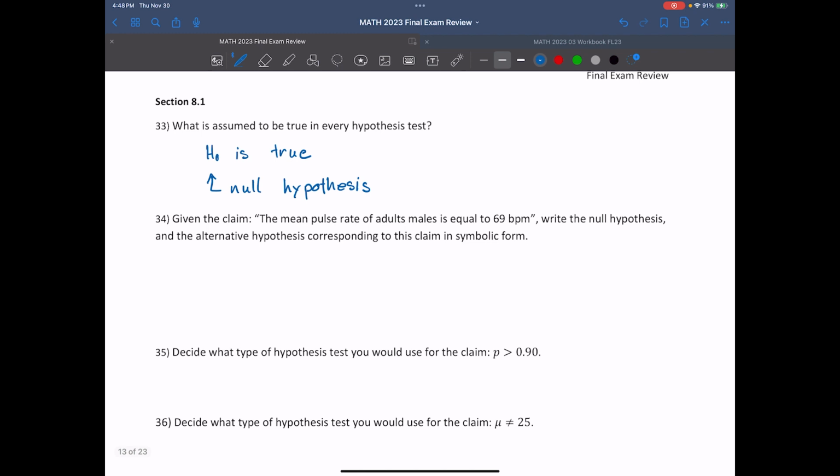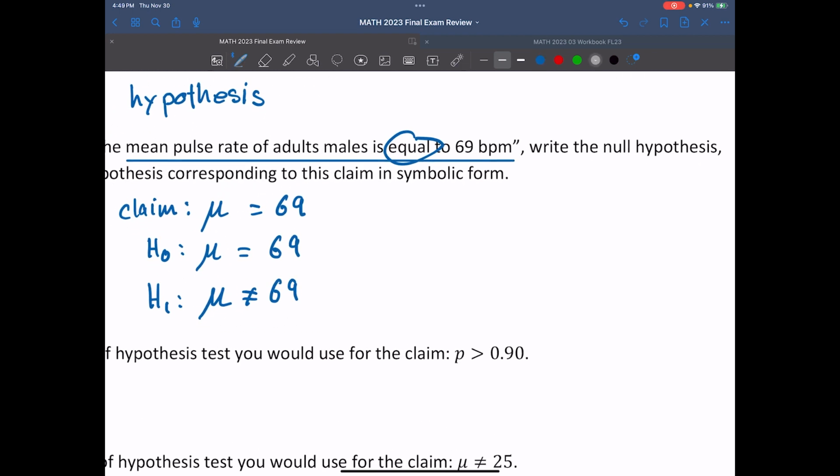34. Given this claim, the mean pulse rate of adults is equal to 69 beats per minute, we need to write the null and alternative in symbolic form. Our claim, we're using mu for mean, is going to be equal to 69. Our null hypothesis always uses equal, so our null is mu equal to 69. Because this is using equal, our alternative is simply going to be not equal. It's a two-tailed test.